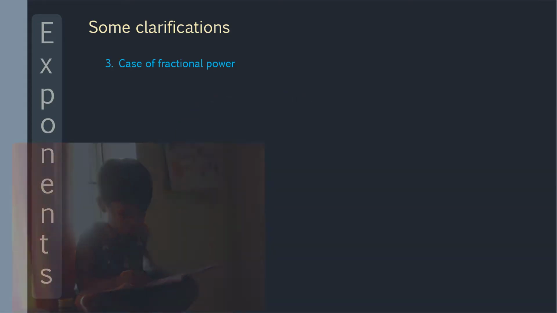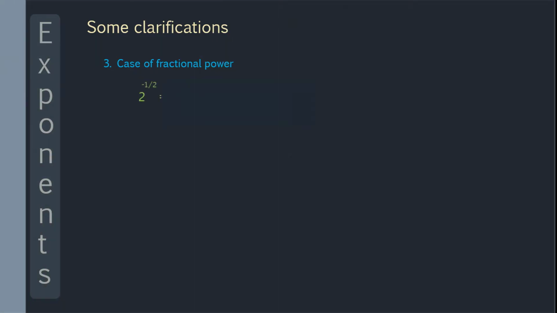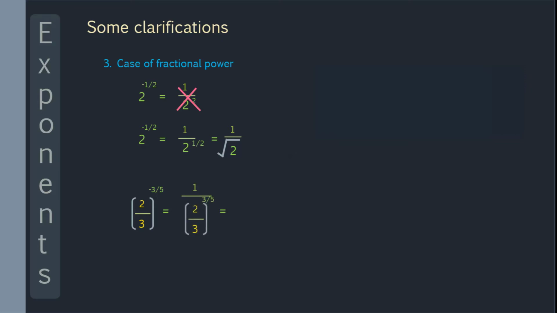What does that mean? For example, consider 2 raised to negative half. Is this equal to 1 divided by 2 raised to 2? No. It is equal to 1 by 2 raised to half. Now, a number raised to half is the square root of that number. Thus, the value becomes 1 by square root of 2. What is 2 by 3 raised to negative 3 by 5? Remember that negative power of a number is positive power of its reciprocal. Hence, this value becomes 3 by 2 raised to 3 by 5.